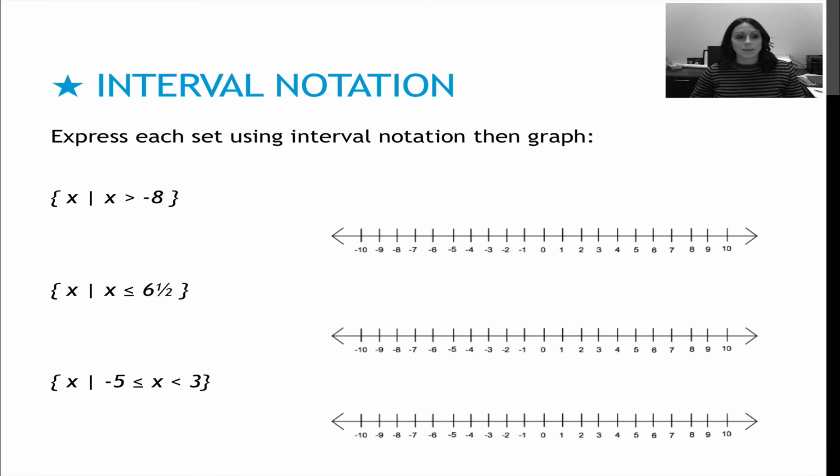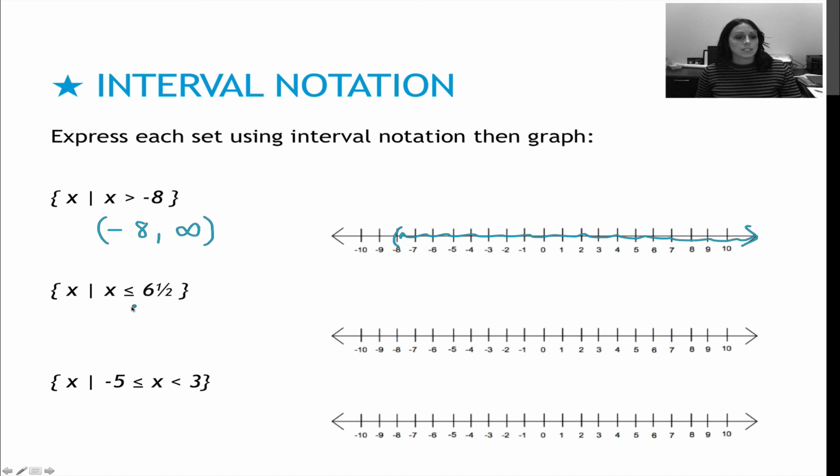Looking at my first example, I have all of the x's such that x is greater than -8. So I know that I'm starting at -8 and I'm doing any number that is greater than that, which means -8 not included because it's a greater than and not a greater than or equal to, all the way up to infinity, and remember infinity will always be an open bracket and never a closed bracket. On my graph, I'm going to go to -8 and put a parenthesis, and then I'm going to shade everything that's greater than that, or everything to the right of that.